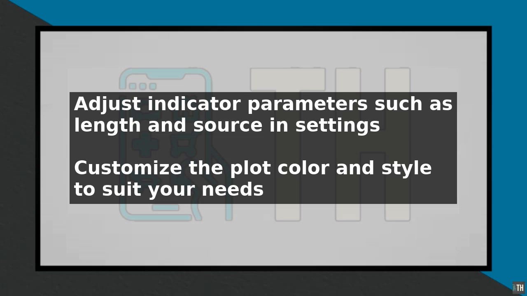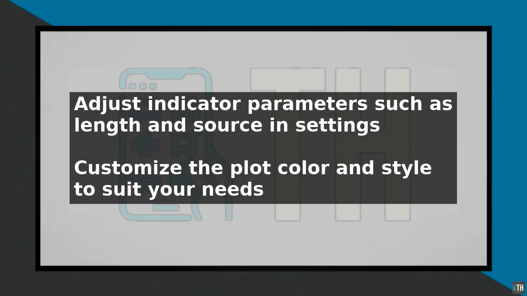You can add multiple indicators to your chart by repeating the process. To remove an indicator, simply click on the cross button next to the indicator name in the indicator window. You can also use the Pine editor to create your own custom indicators using the Pine programming language.